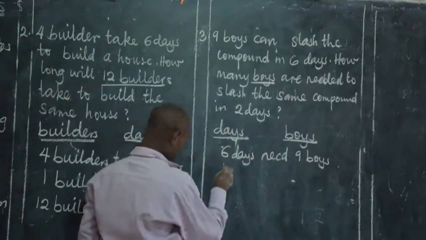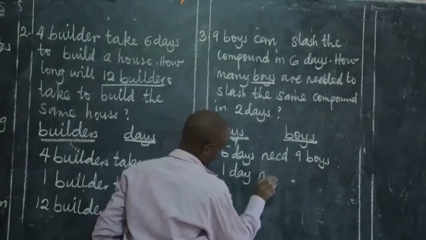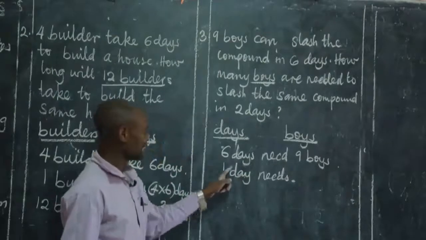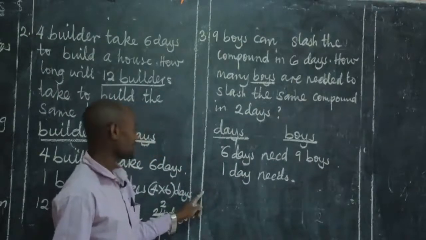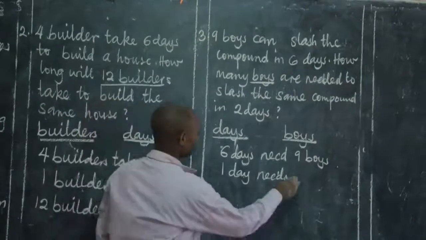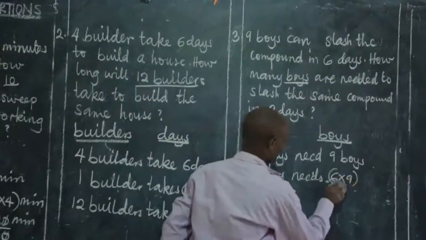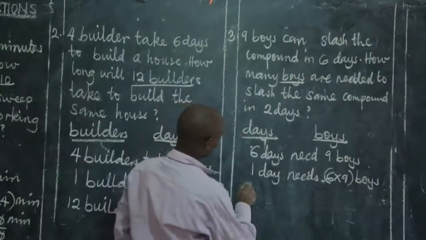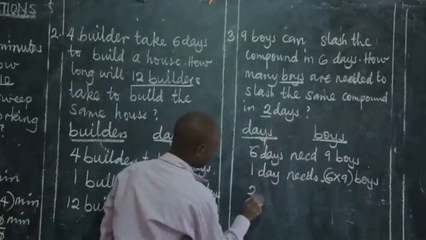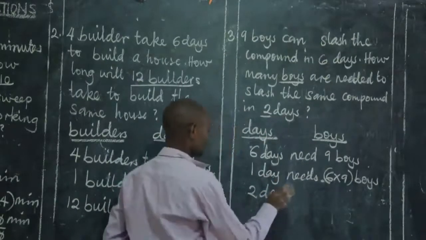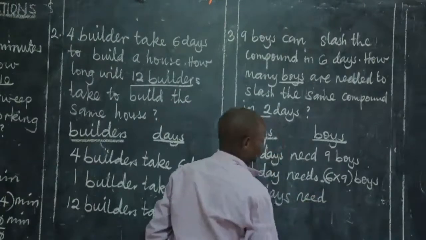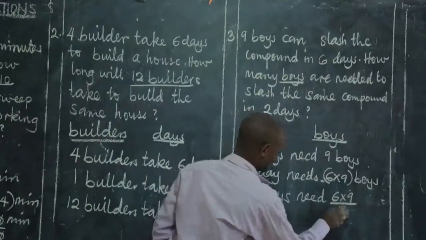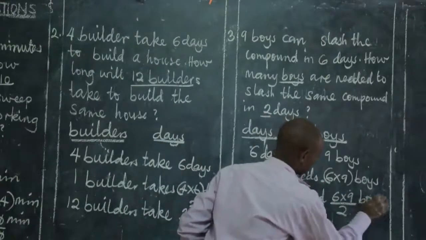What about if it is now 1 day? Do you need more boys to do it in 1 day, or you need less boys? Of course you will need more boys so that they do it in 1 day. So it is going to be 6 times 9 boys. What about if I increase now from 1 day to 2 days? So 2 days need 6 times 9. Then we divide it by 2. And what are these? Boys.